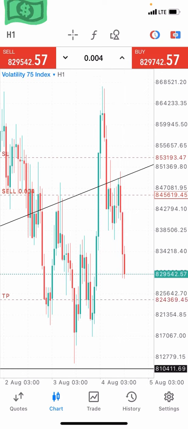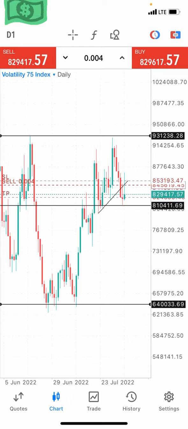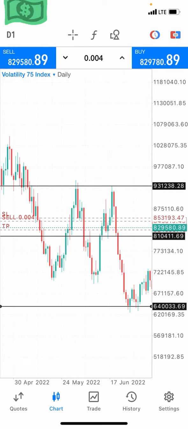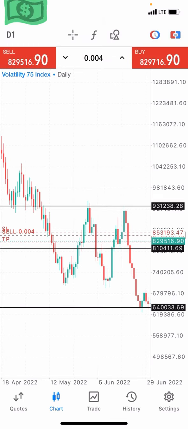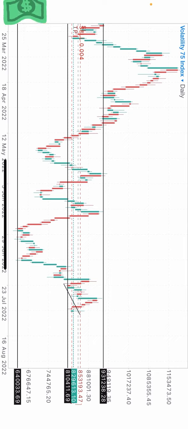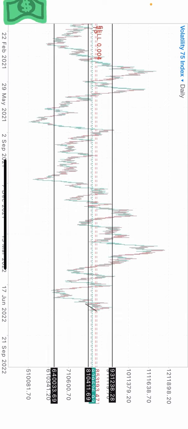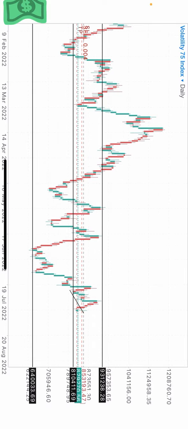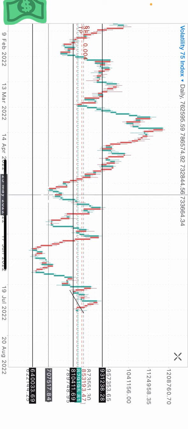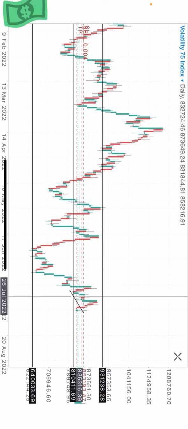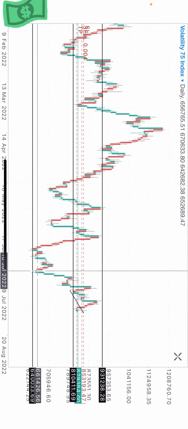All right, so what I do first is go to a higher time frame, the daily time frame maybe, and I'll try to identify the direction of the market. Permit me to switch to landscape, guys. I noticed on the daily time frame that the market was creating a series of lower lows. You can see. So I'm expecting another low at this level, below the previous low, right?